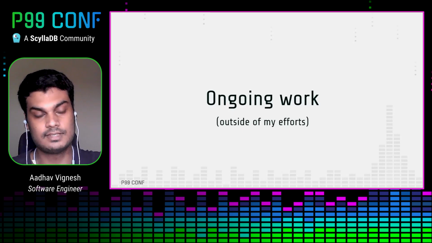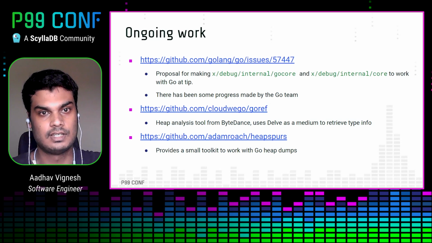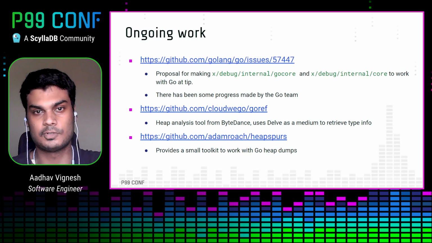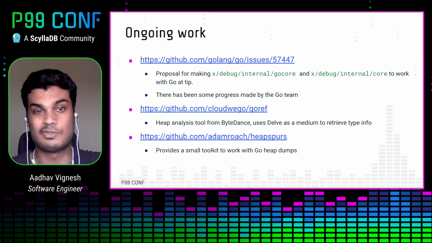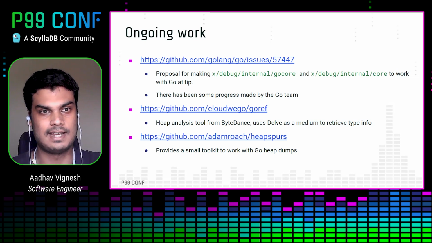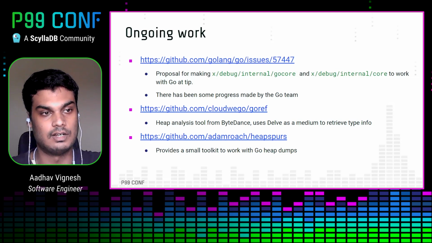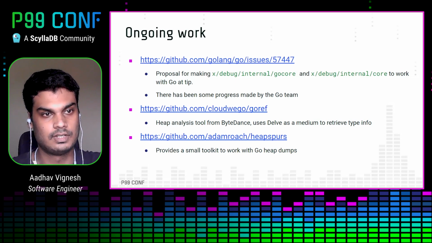But there's some ongoing work outside of my efforts in the heap analysis space. And the first thing which I wanted to highlight was the open proposal which I mentioned previously, which tries to make gocore work at GoTip. And the second one is a pretty interesting tool from ByteDance for heap analysis, which uses delve to retrieve type information. And there's also HeapSparse, which provides a small toolkit to work with Go heap dumps.